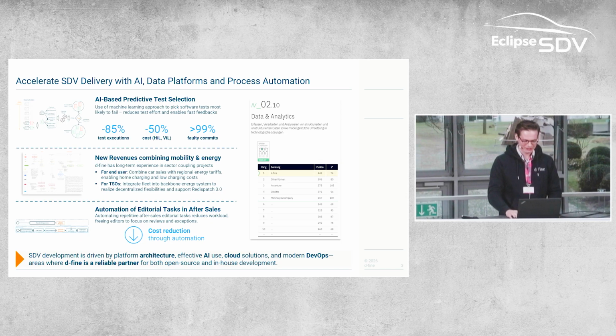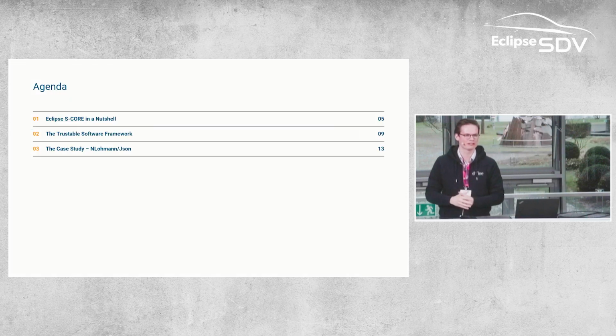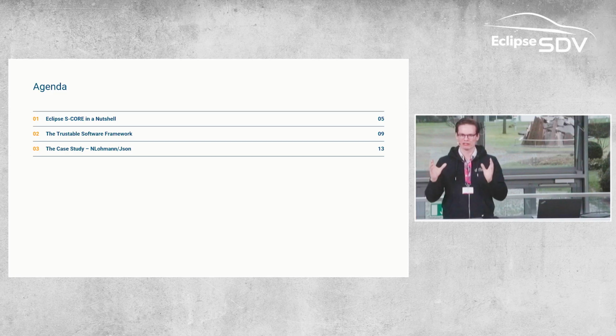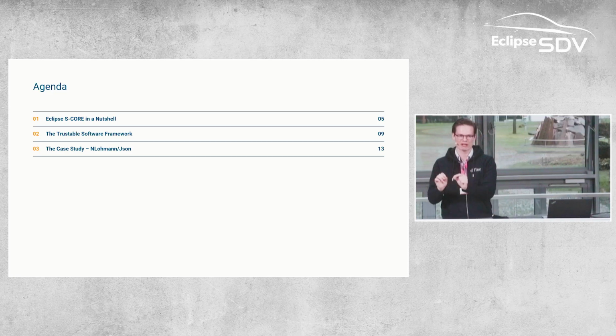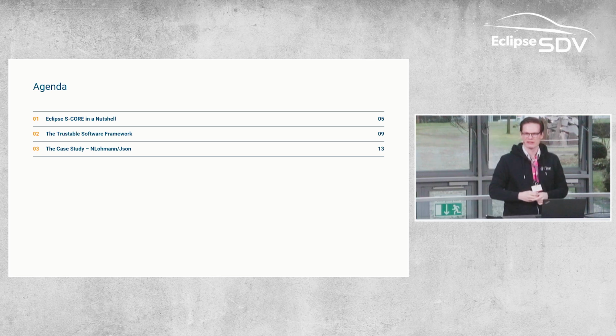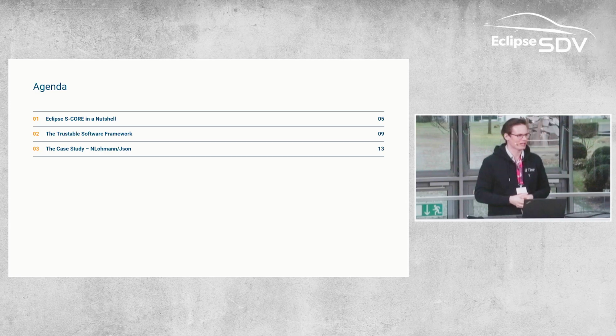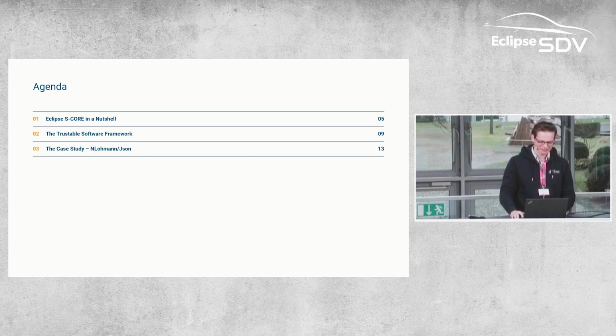So, what is the agenda for today? Basically, at first, we already heard a lot about Eclipse S-CORE. I will go into detail on the points that are relevant for the Trustable Software Framework, to have it in a nutshell. Then explain what the Trustable Software actually is, and then have the case study, how we apply that to an open source library within the project. So let's dive into that.